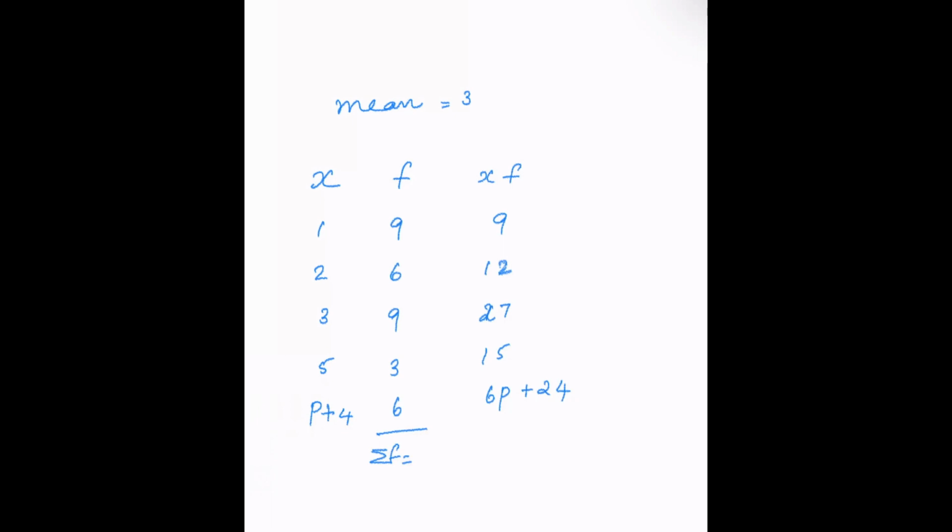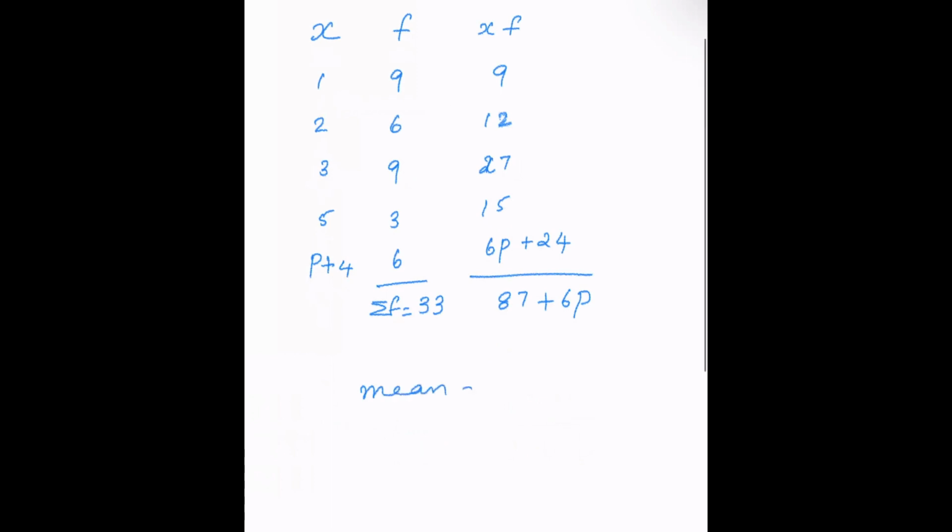We have to add and see. 9 plus 6 is 15. 15 plus 9 is 24. 24 plus 3 is 27. 27 plus 6 is 33. Is it 33? Yeah. So 12 plus 9 is 21. 21 plus 27 is 48. 48 plus 15 is 63. 63 plus 24 is 87. Did you get 87 plus 6p?